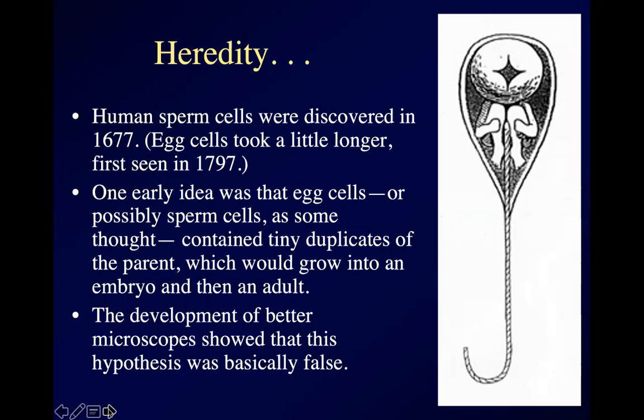One early idea was that either the egg or possibly the sperm, people debated this, contained tiny little duplicates of the parent. So this is a diagram right here of a little folded up baby that someone thought he saw living inside the head of a sperm cell. And when this sperm cell penetrated the egg cell, the tiny little baby would grow and grow into an embryo and then a fetus and then a baby and ultimately an adult.